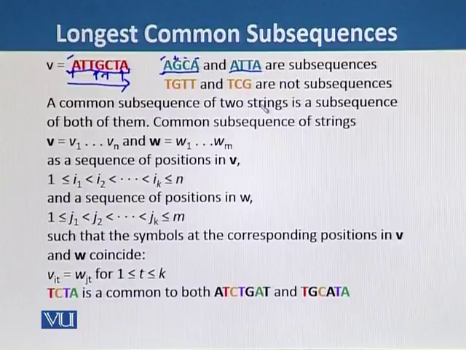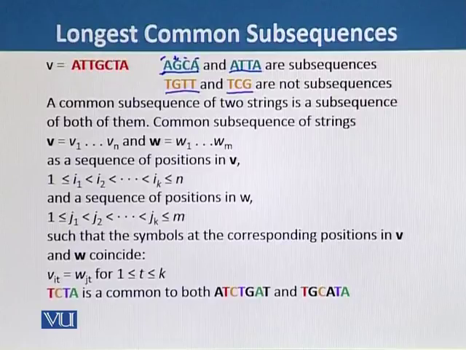Similarly, A, T, T, A are also in order. But these two sequences, TGTT and TCG, are not subsequences because they are not in the ordered form.